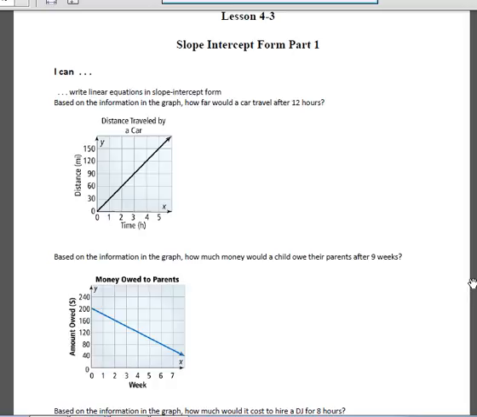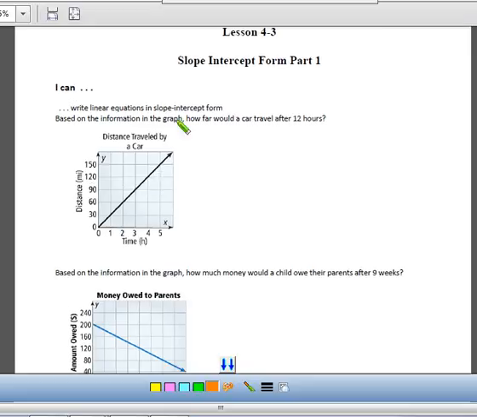Hello, welcome to the video notes for lesson 4-3, and this is slope-intercept form part 1. So our target for this lesson is I can write linear equations in slope-intercept form. Alright, so that's a new term, that's new vocabulary for us.